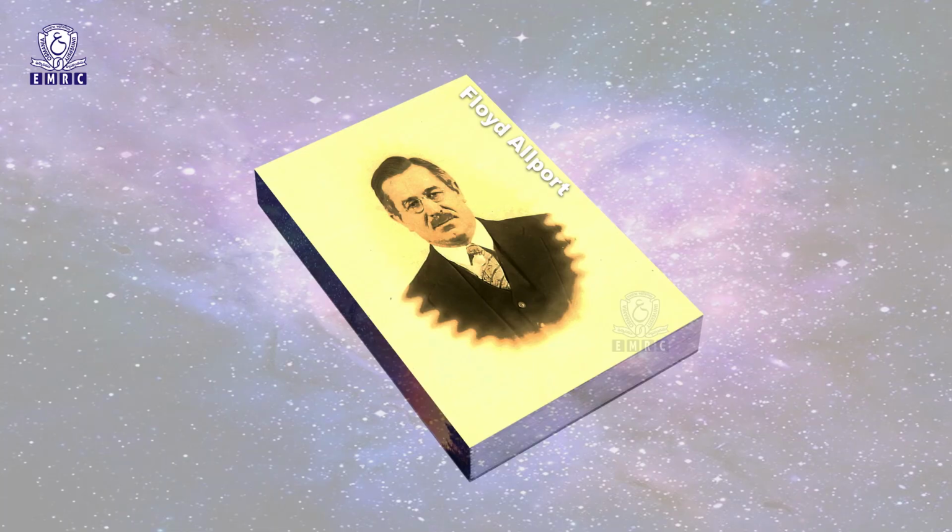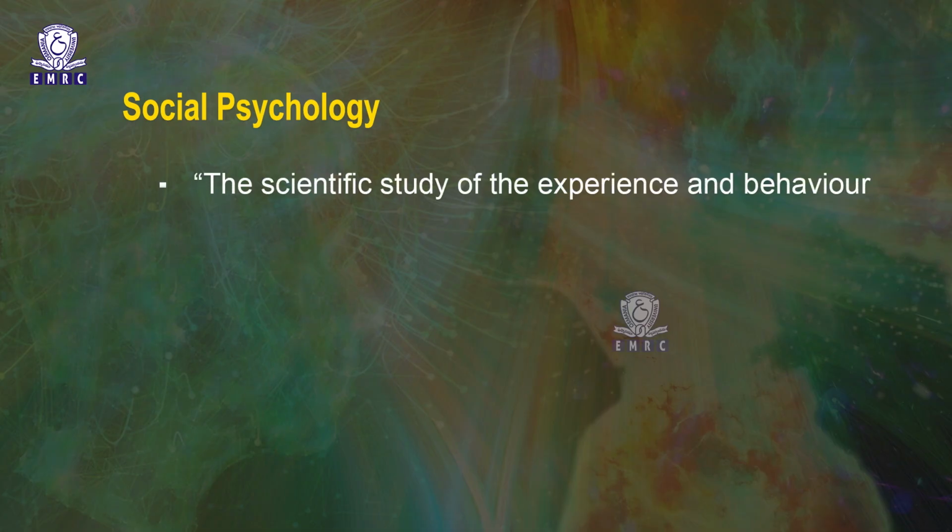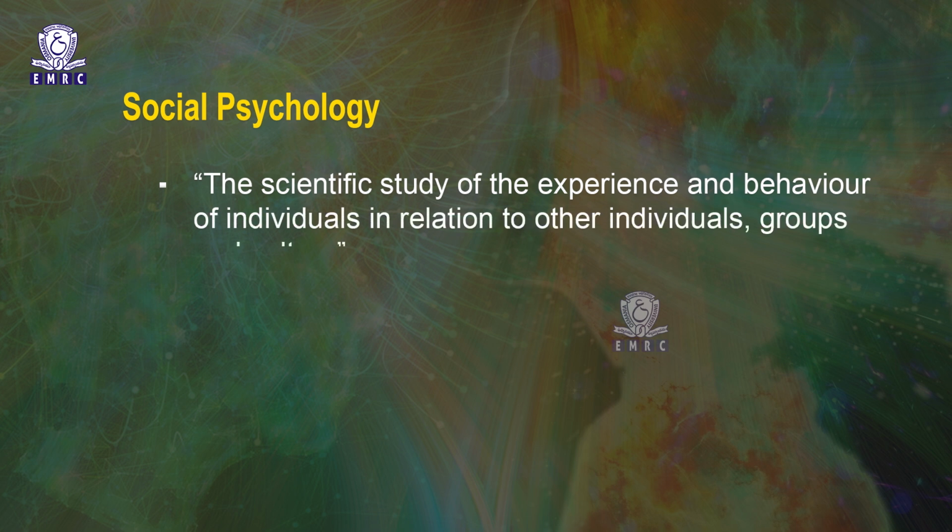Now, let us see some popular definitions of social psychology. Floyd Allport in 1924 defined social psychology as the scientific study of the experience and behavior of individuals in relation to other individuals, groups and culture.